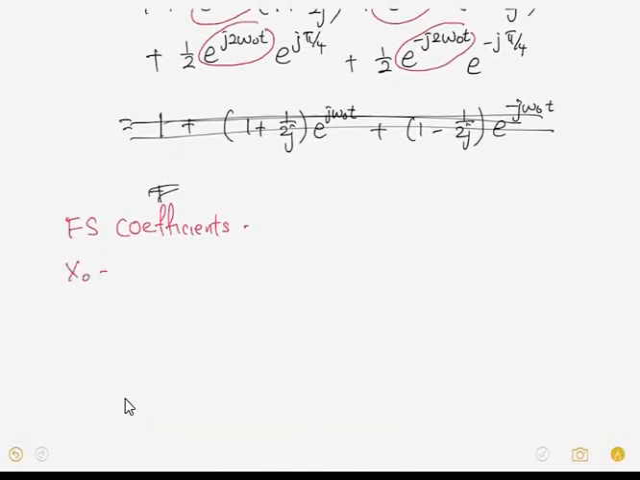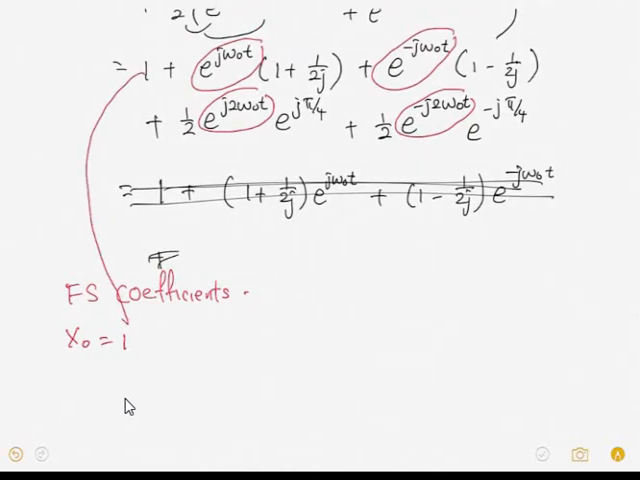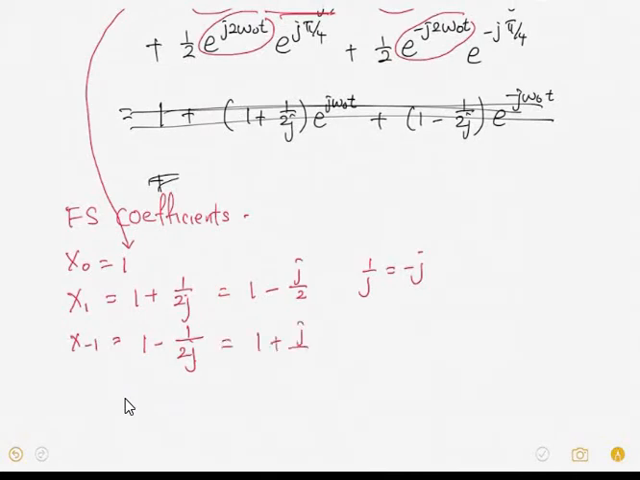So x0 is equal to 1, a constant with nothing else. And then omega naught: the coefficient of omega naught is x1. So x1 is equal to 1 plus 1 over 2j, which equals 1 minus j over 2, since 1 over j is equivalent to minus j. Then x negative 1 is the coefficient of minus omega naught, which is 1 minus 1 over 2j, and this is equivalent to 1 plus j over 2.